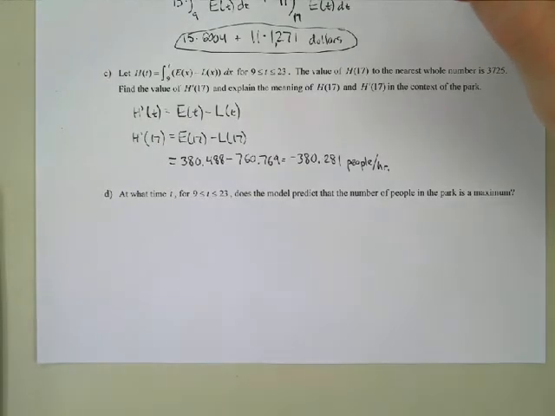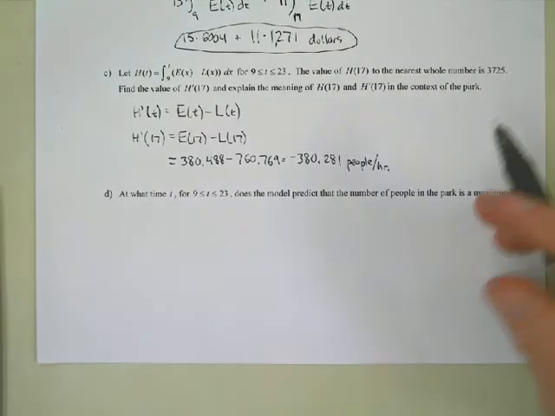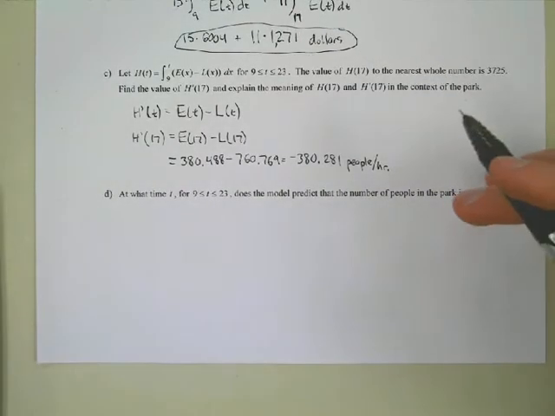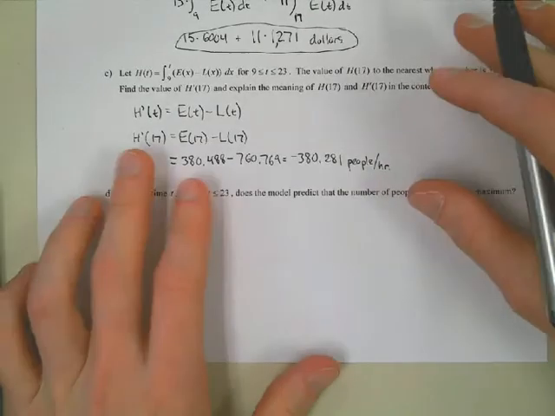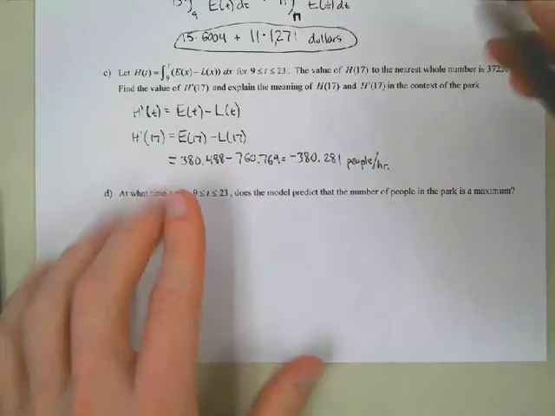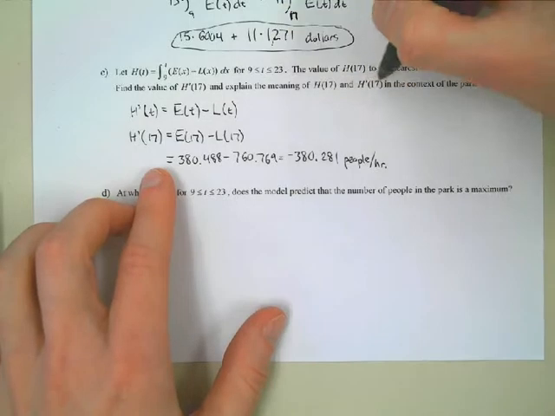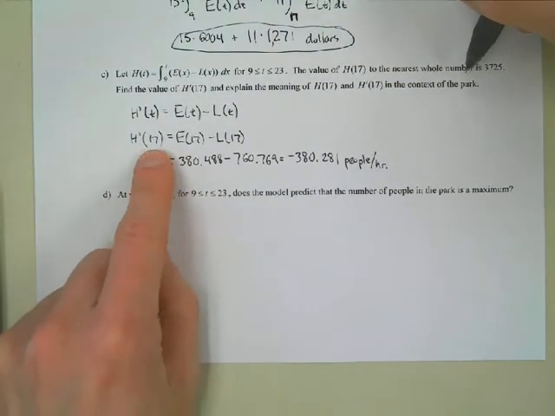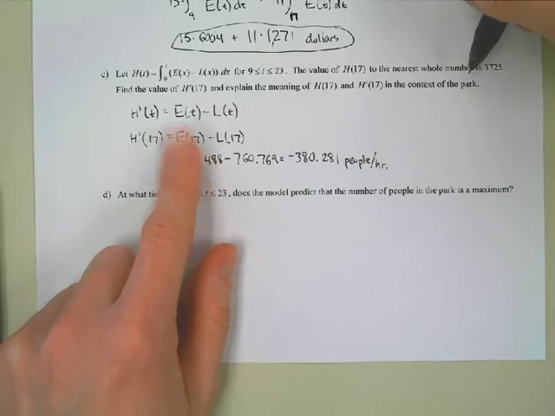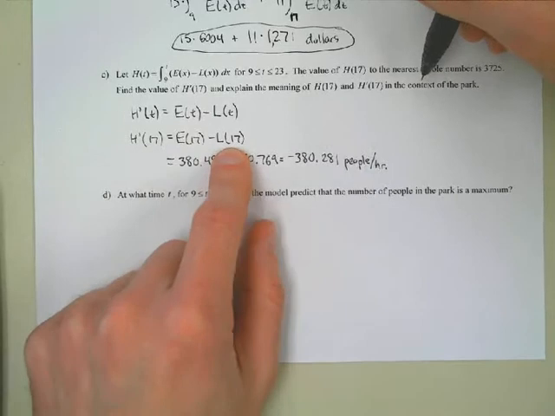All right, so now, this was all pretty good, but now we have to be able to interpret this, which is where it can get really kind of complicated, potentially. We just calculated h prime, and again, let's look at what we did. We want to explain the meaning of h prime of 17 in the context of the park. What did we do to get h prime of 17? We took E of 17, which is the rate of people entering the park, minus the people leaving the park.